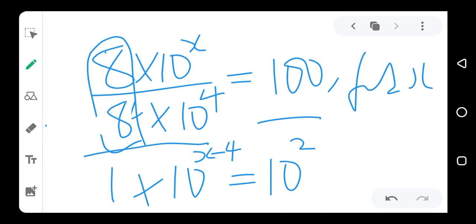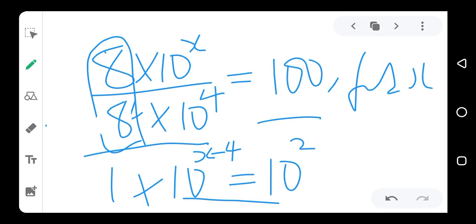Now we have the same base here and here, 10 raised to power x minus 4 and 10 raised to power 2. So we equate the powers. So x minus 4 is equal to 2. Why are we equating? Because we have the same base here. 1 times 10 is 10, so we cancel the bases. If you cancel the bases, then the powers will become equal. x minus 4 is equal to 2.